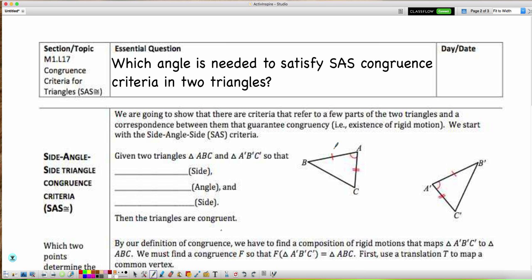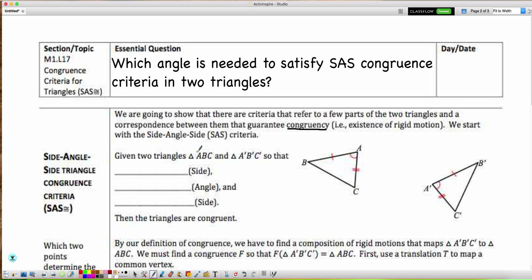I've said this before, I'm going to start using this term a lot: congruence, congruent, congruency. That really just means that they are the same size, the same shape. We're going to start with the side-angle-side, or SAS, criteria. This is the introduction to what SAS is.